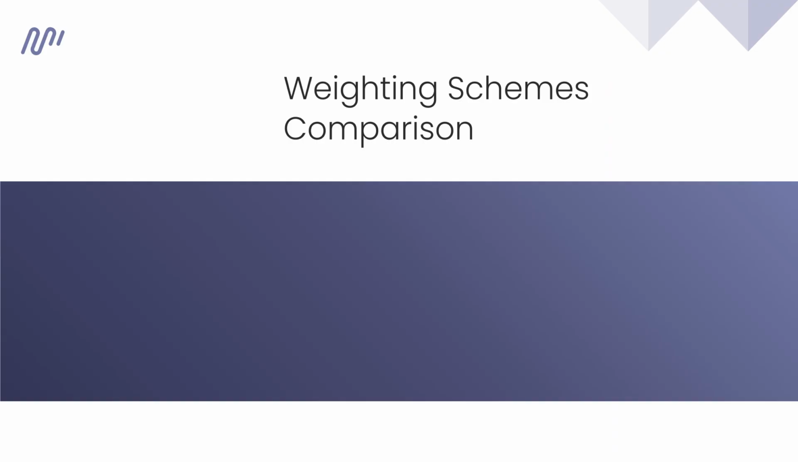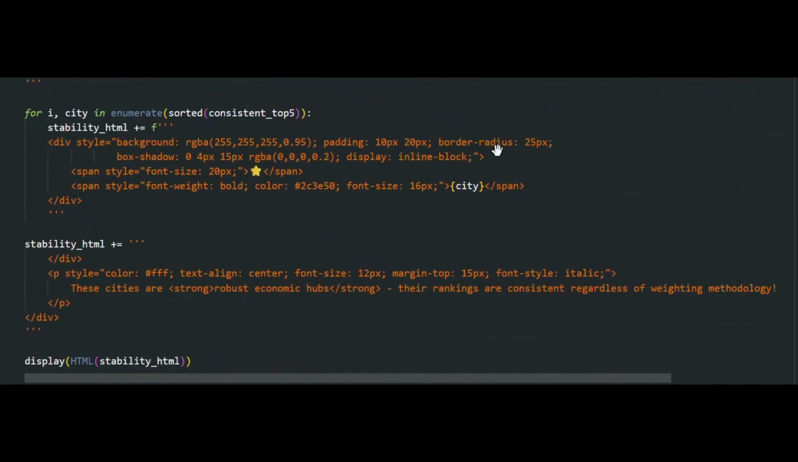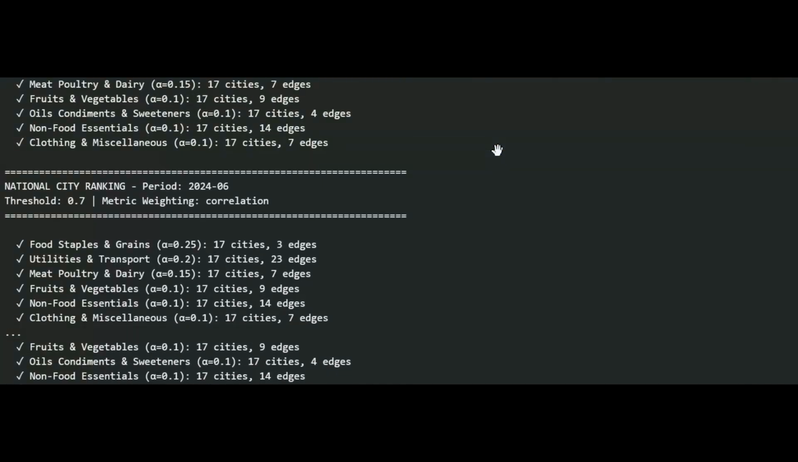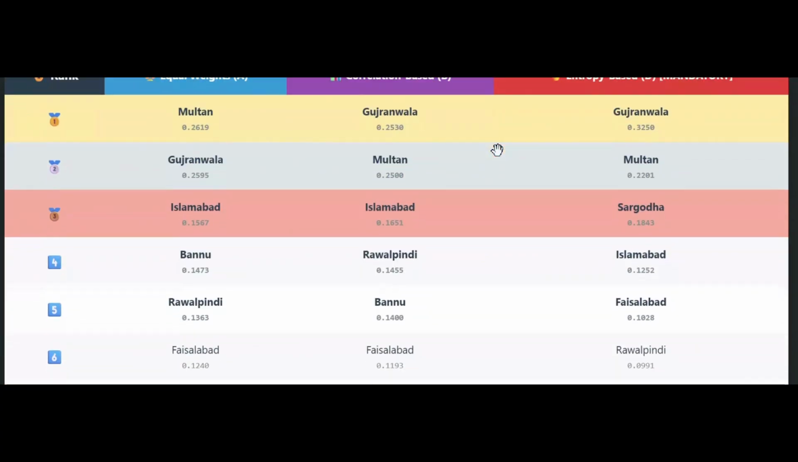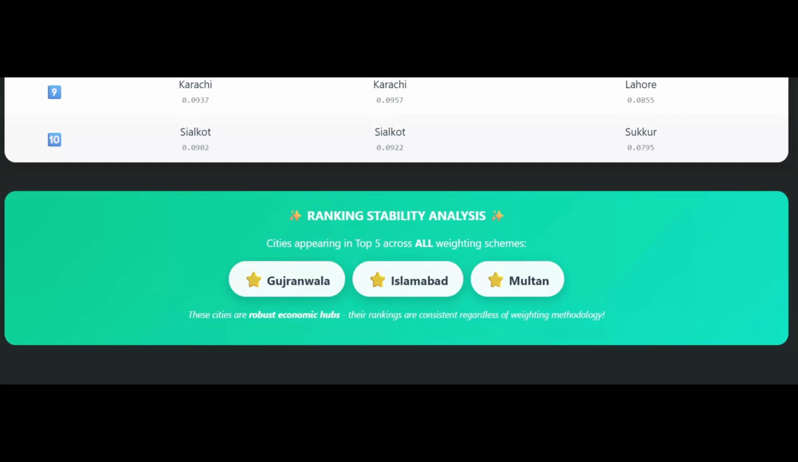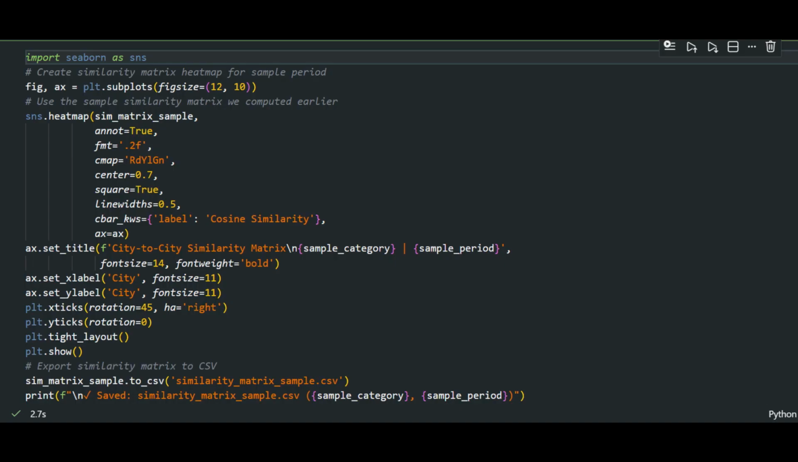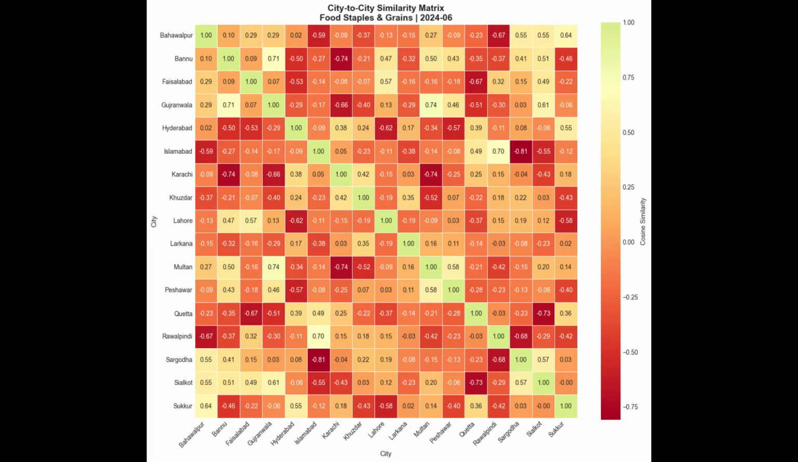We compare different cities based on the four weighting schemes. Islamabad, Rawalpindi, Gujranwala, Faisalabad, and Multan ranked mostly on top. Rankings are robust despite mathematical differences in weighting. This 17x17 heat map shows city-to-city similarity for food staples in March 2023. Darker red means higher similarity. We see clusters: Islamabad and Rawalpindi pair strongly. Karachi and Hyderabad also pair, showing regional economic ties.